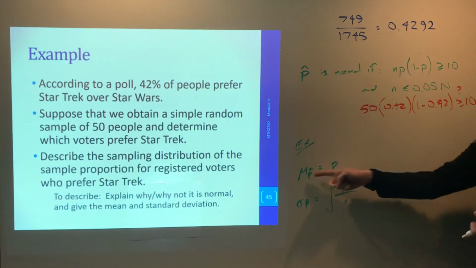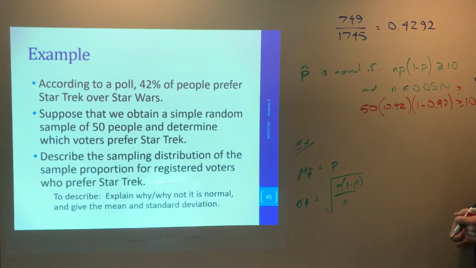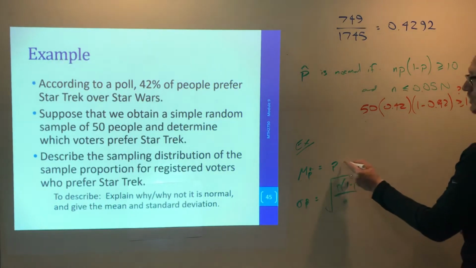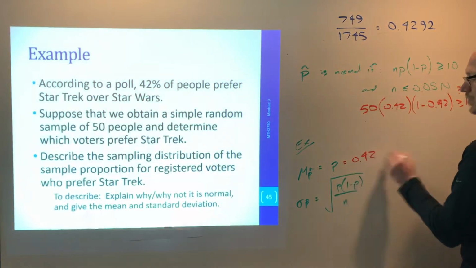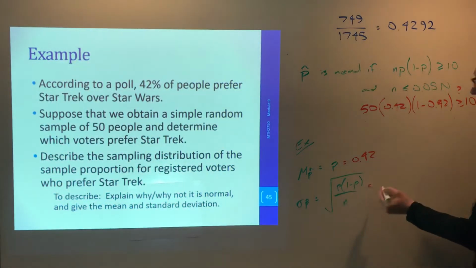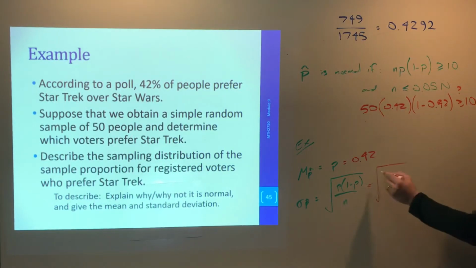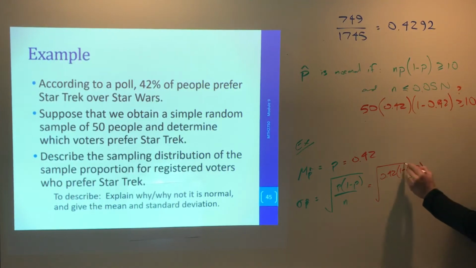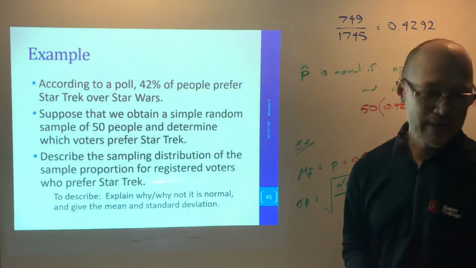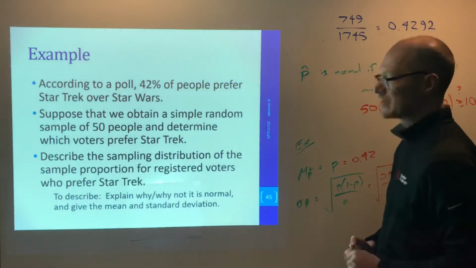What are the mean and standard deviation going to be? Well, the mean we're going to assume is equal to the population proportion, which is 0.42. And the standard deviation is going to be the square root of 0.42 times 1 minus 0.42 divided by 50, all square root, and we can type that into a calculator and figure out what the answer would be. I think I did that once before, and you get a pretty amazing number. So that's how you would go through with something like this.